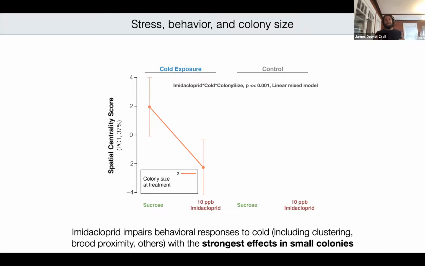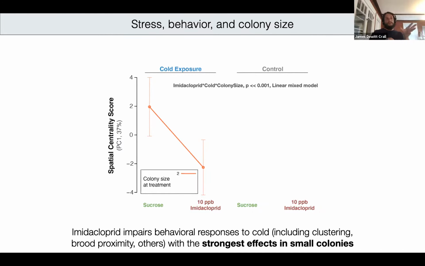And so now what we can do is test this idea that the effects of these stressors are stronger in small colonies. So what I'm going to show you are effect plots. On the left here, we're looking at the mean difference between sucrose and imidacloprid exposed colonies that were also exposed to cold, and on the y-axis is the aggregate score on that centrality metric.